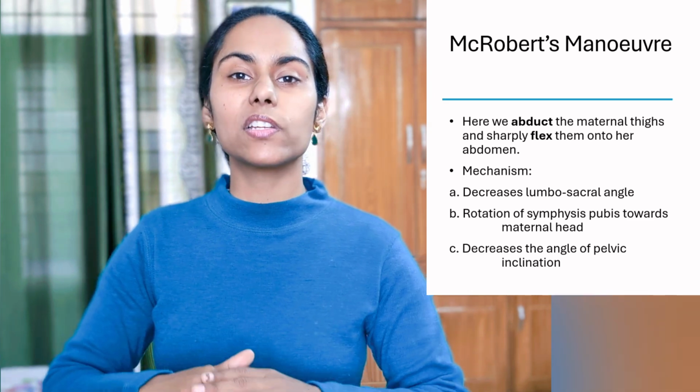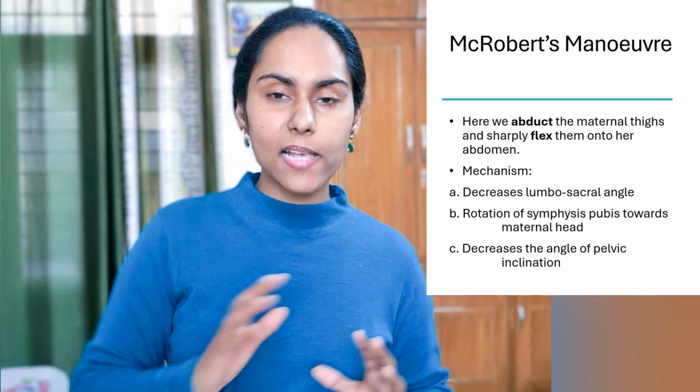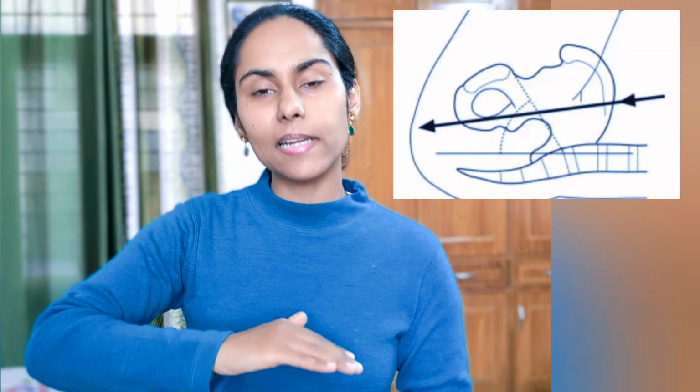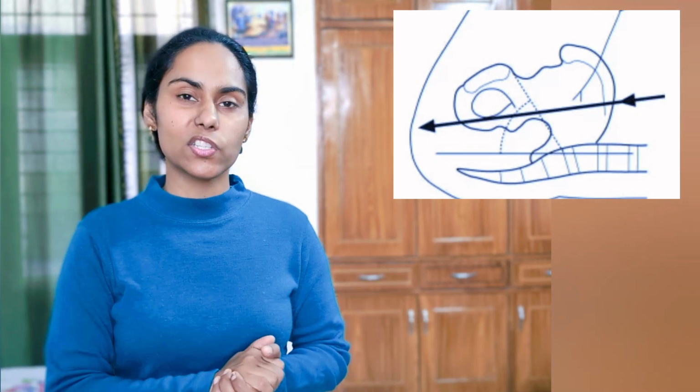The pelvic inclination angle decreases as you are moving the pelvis scaphoid head. The lumbosacral curve gets flattened and the pelvic inclination angle decreases, which basically means that your shoulders are facilitated to enter the pelvic cavity, and there is no effect on the pelvic outlet.